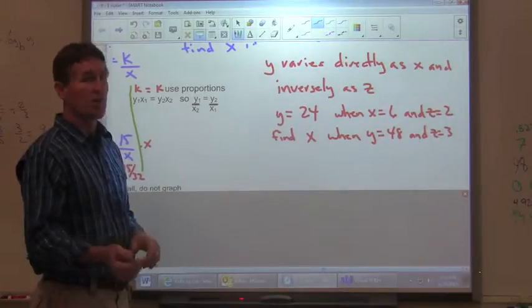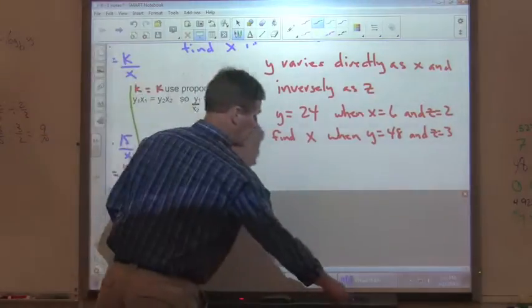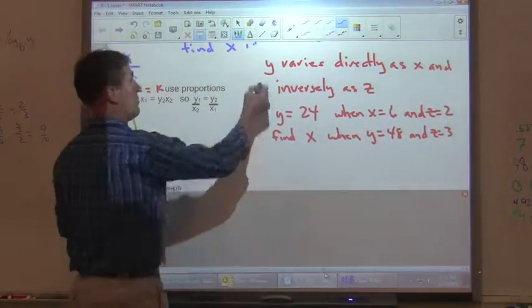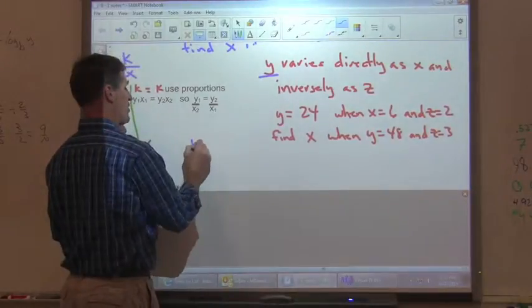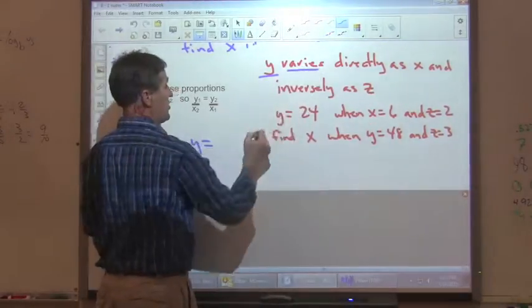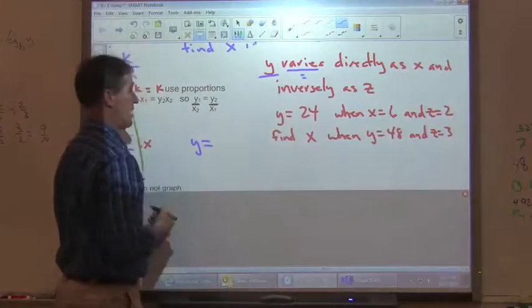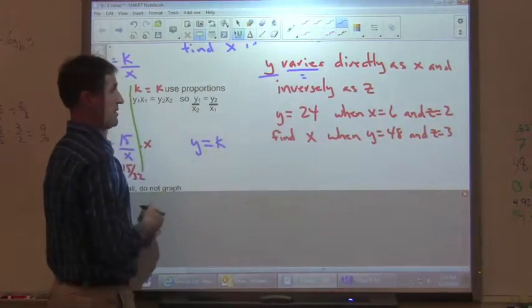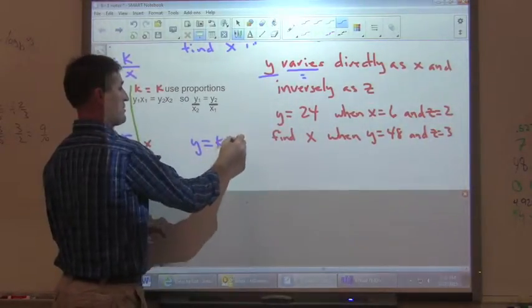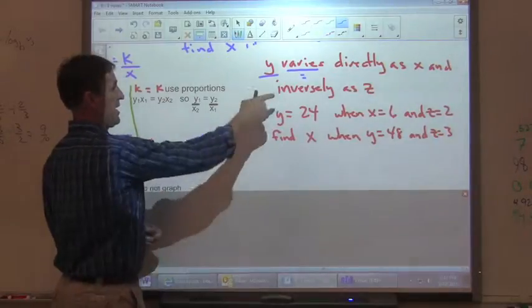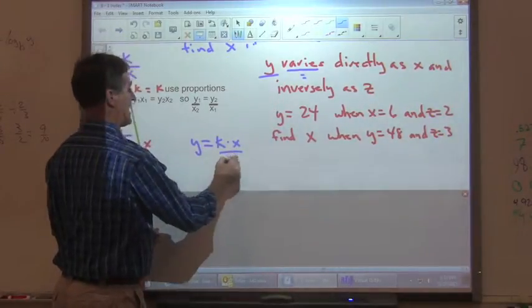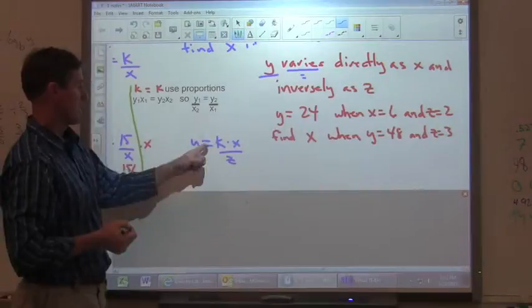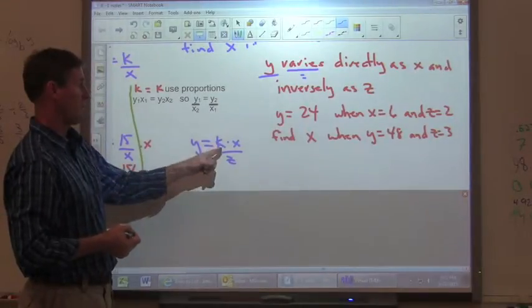So when we go to write this, let's go through. Remember, your first variable comes first. Your varies is your equal sign. Then we always have our constant. Directly means multiplied by x, and inversely means I divide it by z. So this gives me my formula I'm going to work with to solve for k.